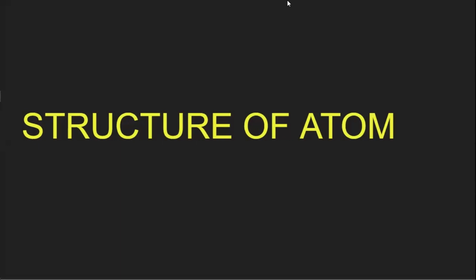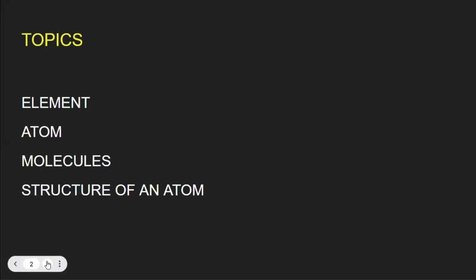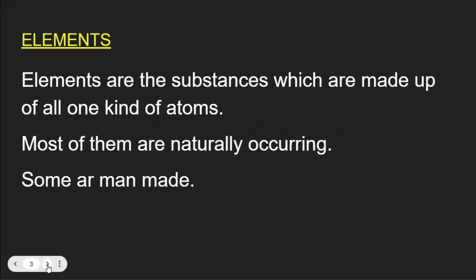We are again here with a new chemistry class, the structure of atom, and this is also a very basic topic in our chemistry class 6, 7, 8, 9 O-level students. For all of them, this chapter is important. First of all, in this chapter, the things which we are going to cover are element, atoms, molecules, and structure of an atom. So let's see what is an element.